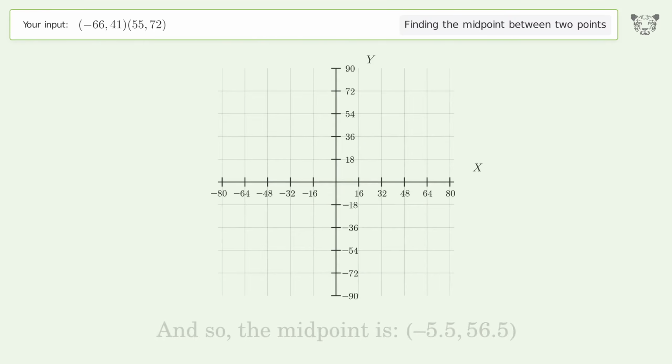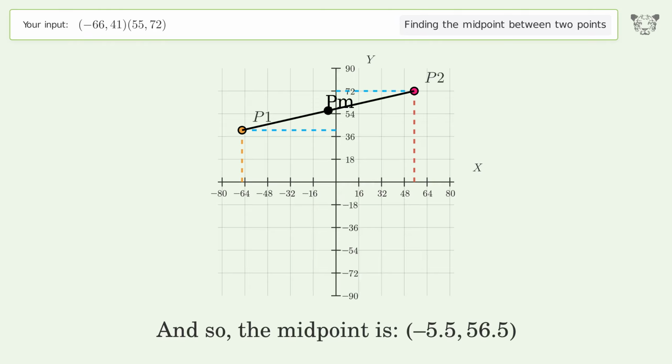And so, the midpoint is negative 5.5, 56.5.